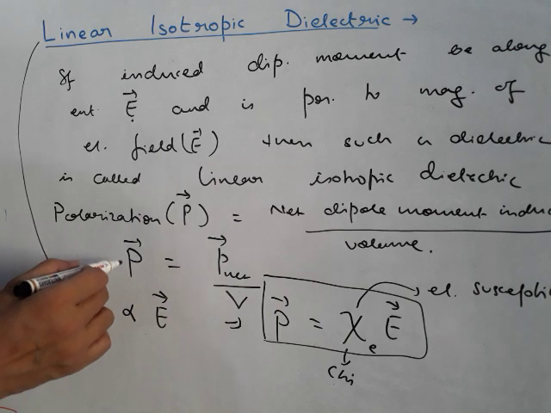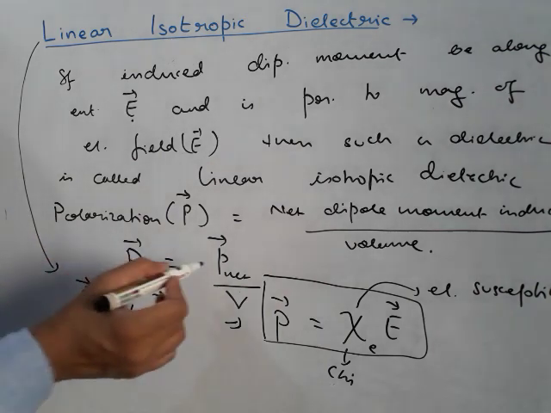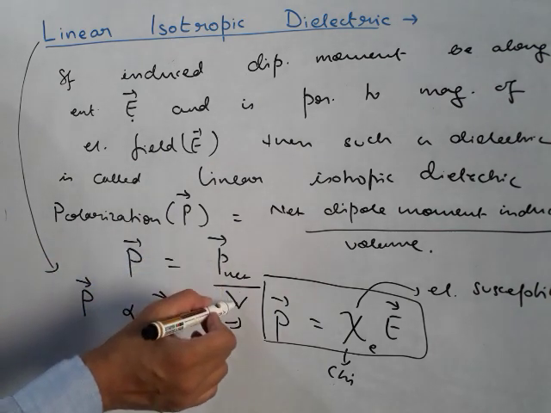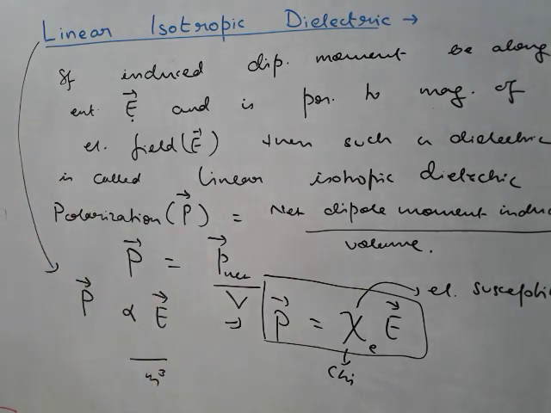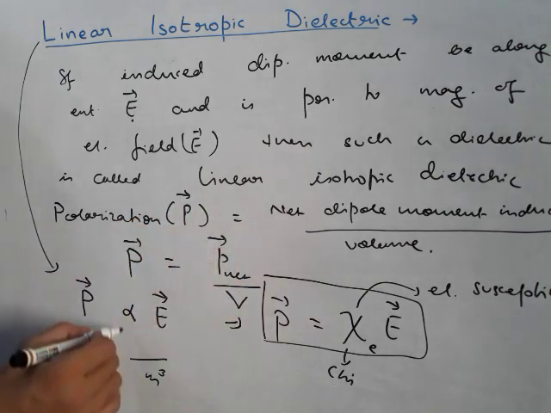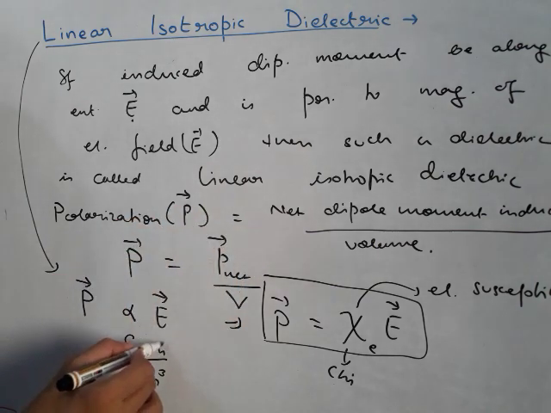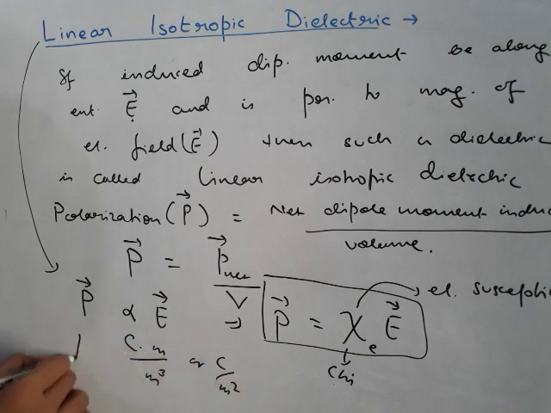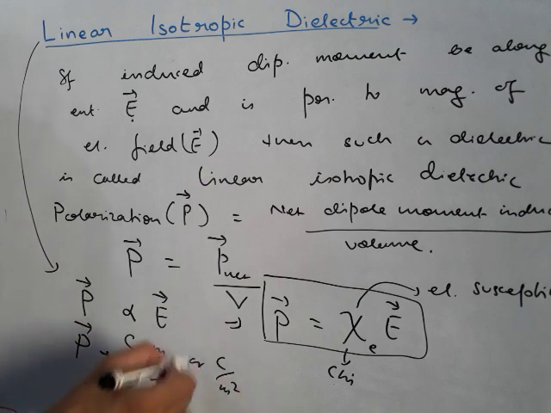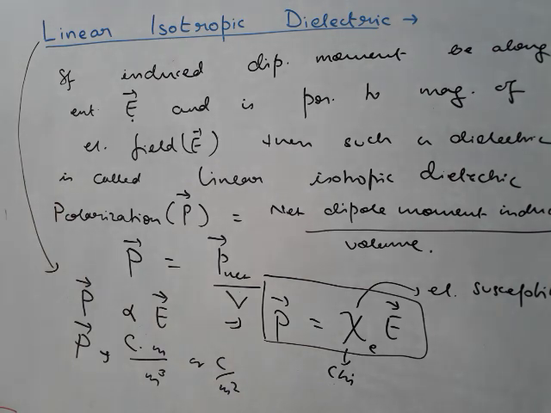Now can you think of the unit of capital P? It is dipole moment by volume. What is the unit for volume? Volume is meter cube. And what is the unit of dipole moment? It is a dipole moment, you know, charge into length. So it is coulomb times meter. So 1 meter will cancel, that becomes coulomb per meter square. So this is the unit for polarization.